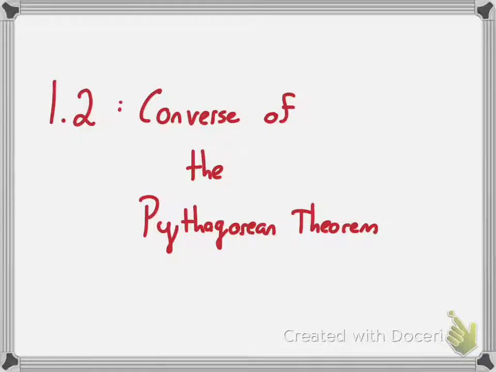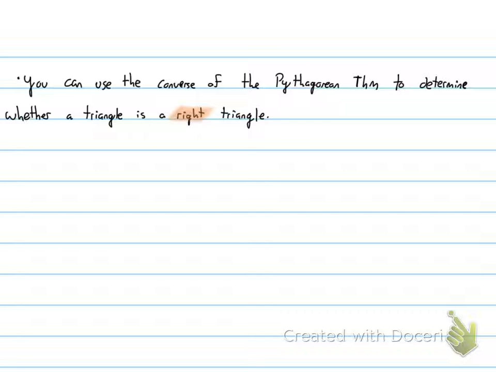In section 1.2, we're going to be looking at the converse of the Pythagorean theorem. You can use the converse of the Pythagorean theorem to determine whether a triangle is a right triangle. So if we have triangle ABC, and then we have the sides a, b, c, also quick note, usually capital letters will denote angles and lowercase letters will denote sides.